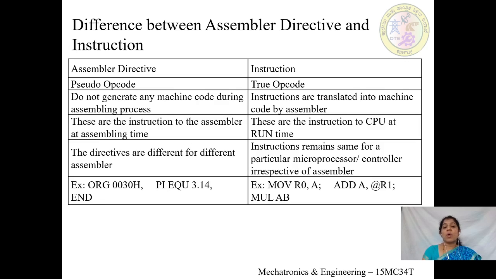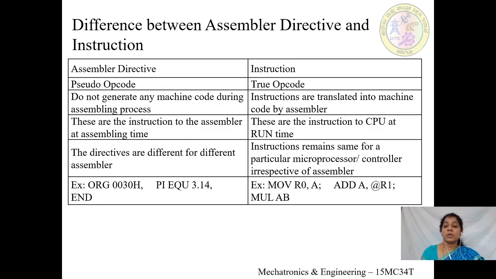Now let us discuss the difference between assembler directives and instructions. Assembler directives are pseudo opcodes, whereas instructions are true opcodes because they are converted into machine language, but assembler directives are not converted into machine language. Hence they are pseudo opcodes. Next difference is that assembler directives do not generate any machine code during the assembling process, whereas instructions are translated into machine language by the assembler.